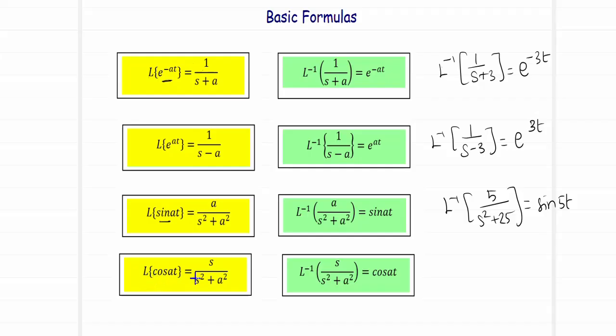Laplace of cos at is s by s square plus a square. So when you take Laplace inverse on both sides, s by s square plus a square gives cos at. Hence, what can you say about Laplace inverse of s by s square plus 25? Since s is there on the top, it will be the cosine. You can remember it in this way: it is cos 5t. Sine has a constant in the numerator, cos has an s in the numerator, c s.